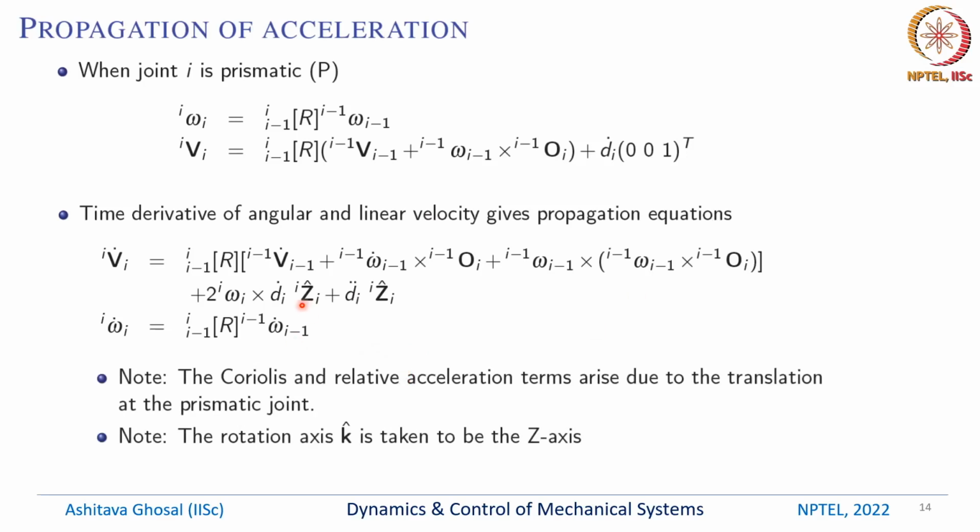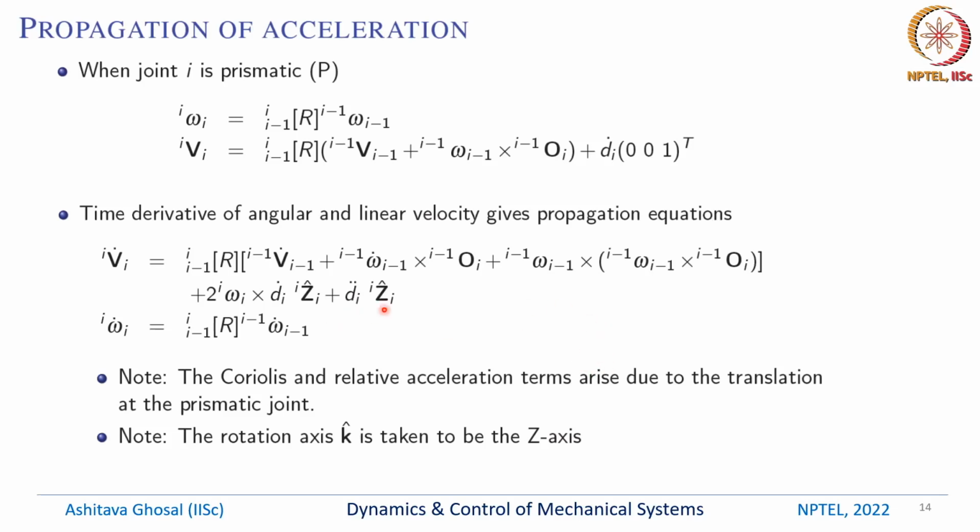So in this case, it should be noted that the Coriolis and relative acceleration term arises due to the translation at the prismatic joint. So you can think of this expression that the prismatic joint allows the relative motion of the second rigid body with respect to the first rigid body. So it's similar to the ant example which we did for a plane. We have a rotating coordinate system or some moving coordinate system, and then this ant is moving inside that coordinate system itself. So in this case, the ith rigid body is moving with respect to the (i-1)th rigid body due to the joint.